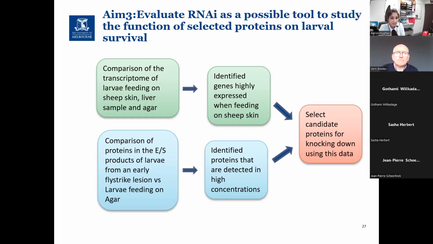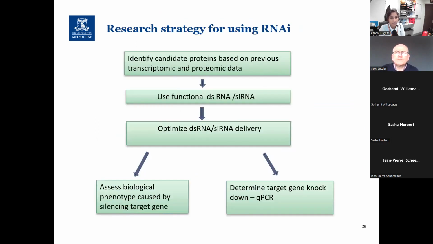And once we analyzed the proteins, what we found is that certain proteins are detected in high concentrations in the ES products of the larvae that were feeding on the sheepskin. So using the data of both of these studies, we got a list of candidate proteins, which I'm going to use later to do the RNAi technique.